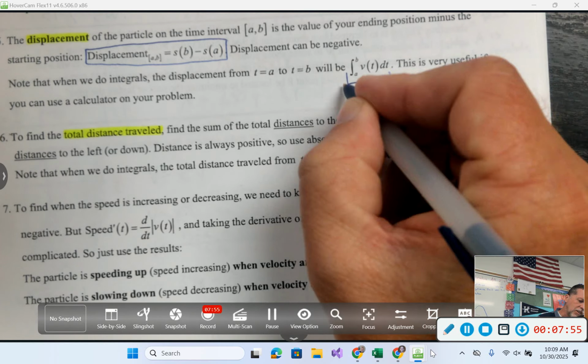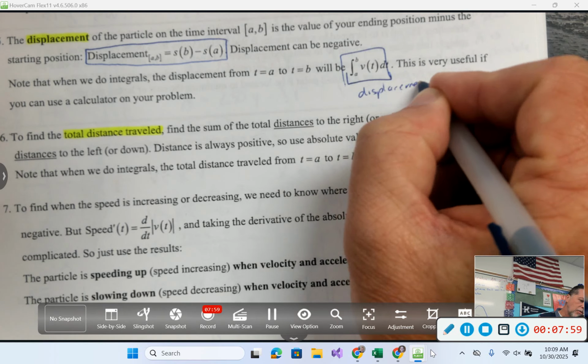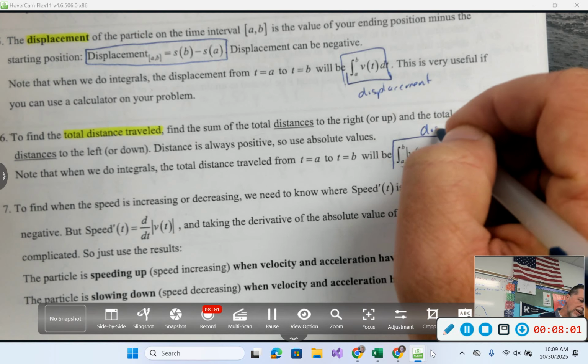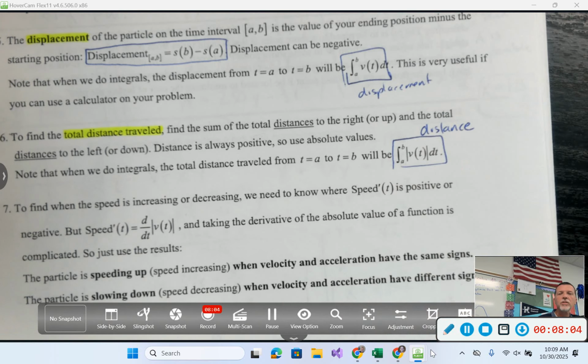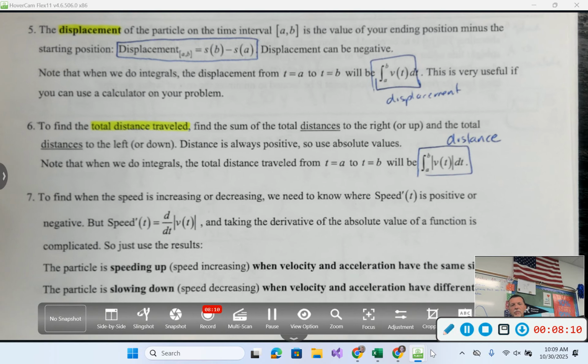versus that integral, I guess we may as well show it. You'll see it later when we are doing integrals. If we put absolute value on there, we'll get distance. If we don't put absolute value on there, we get displacement.